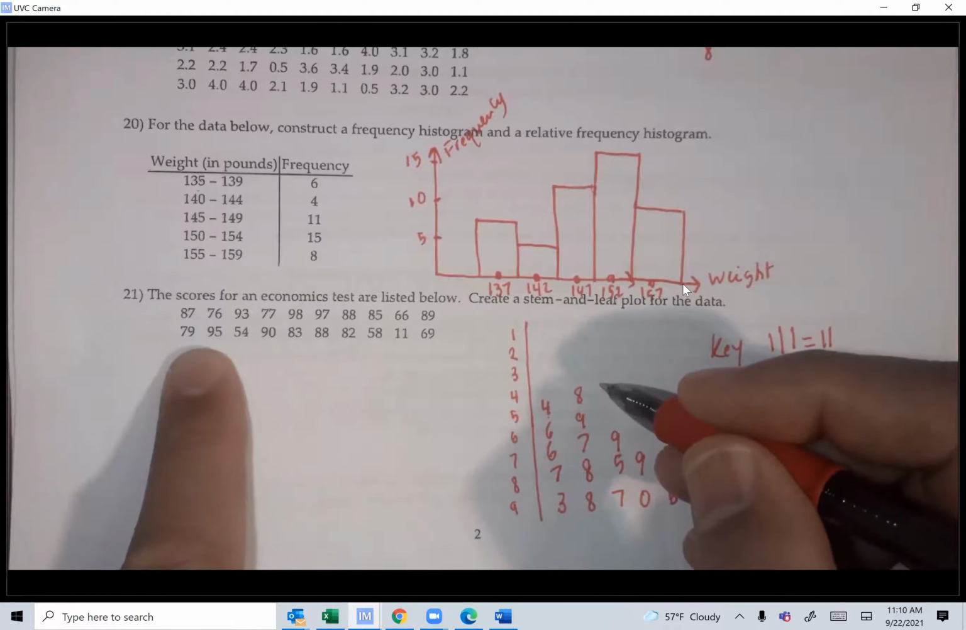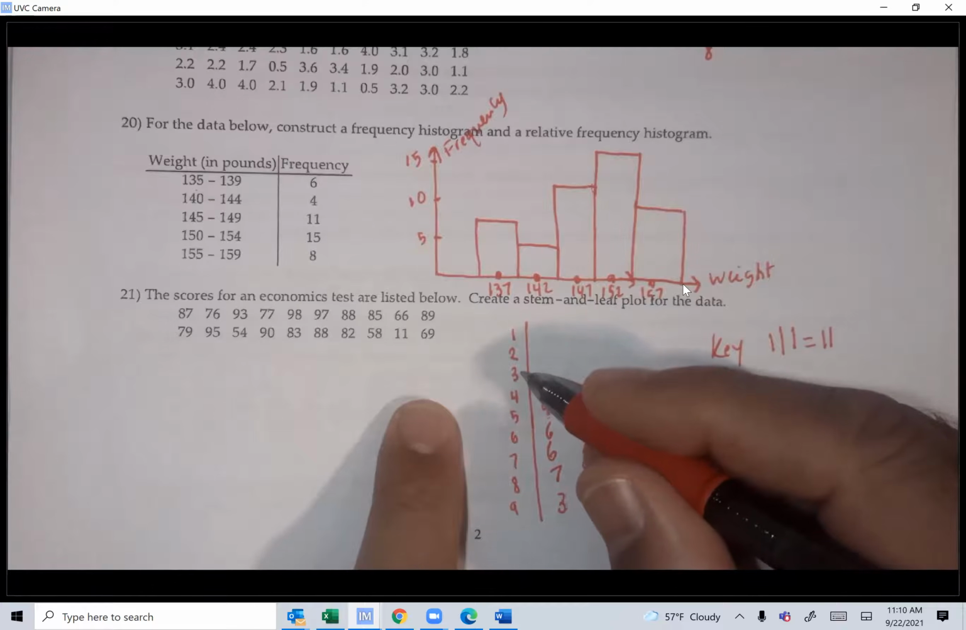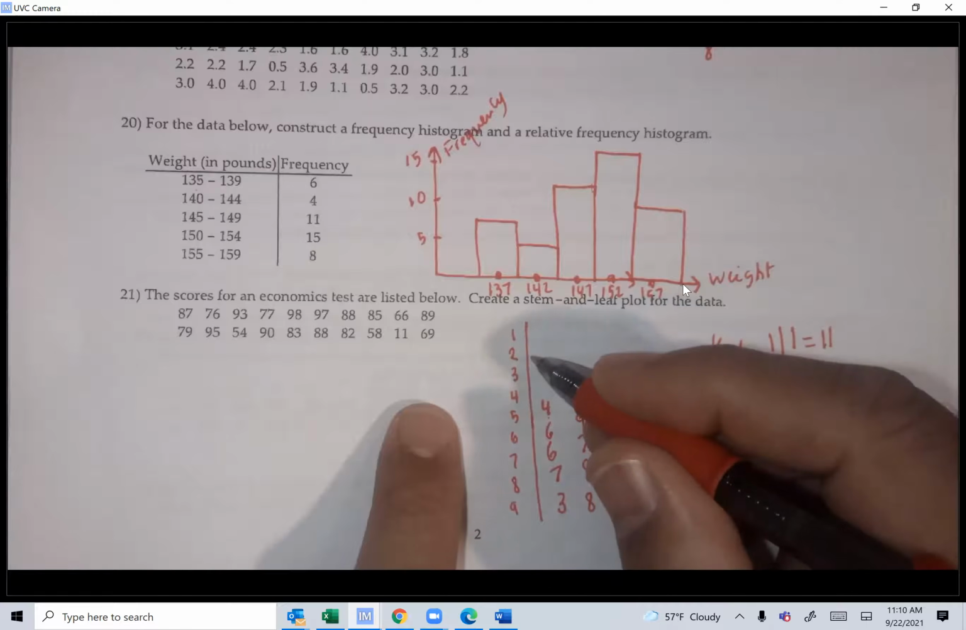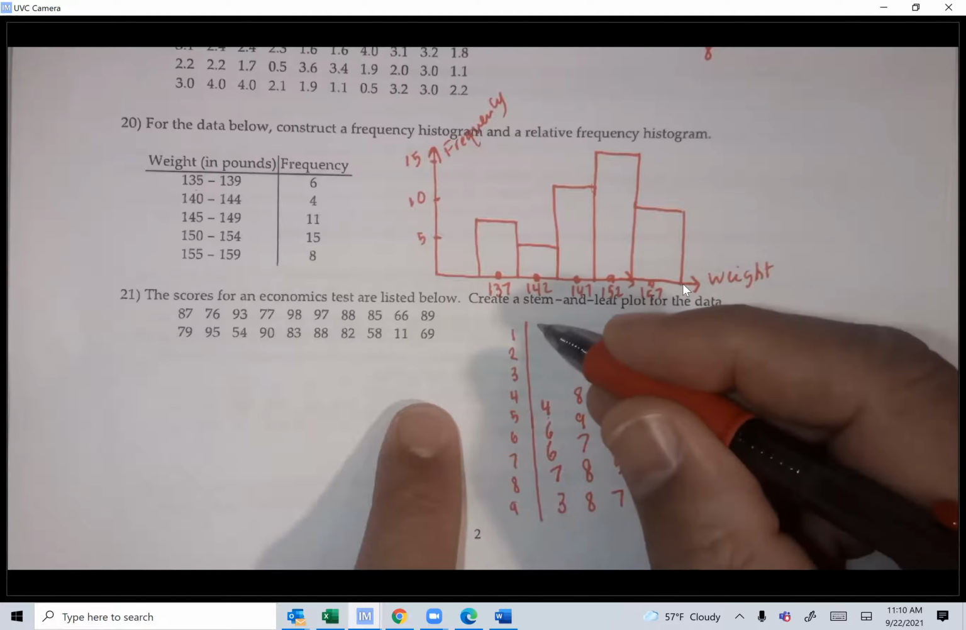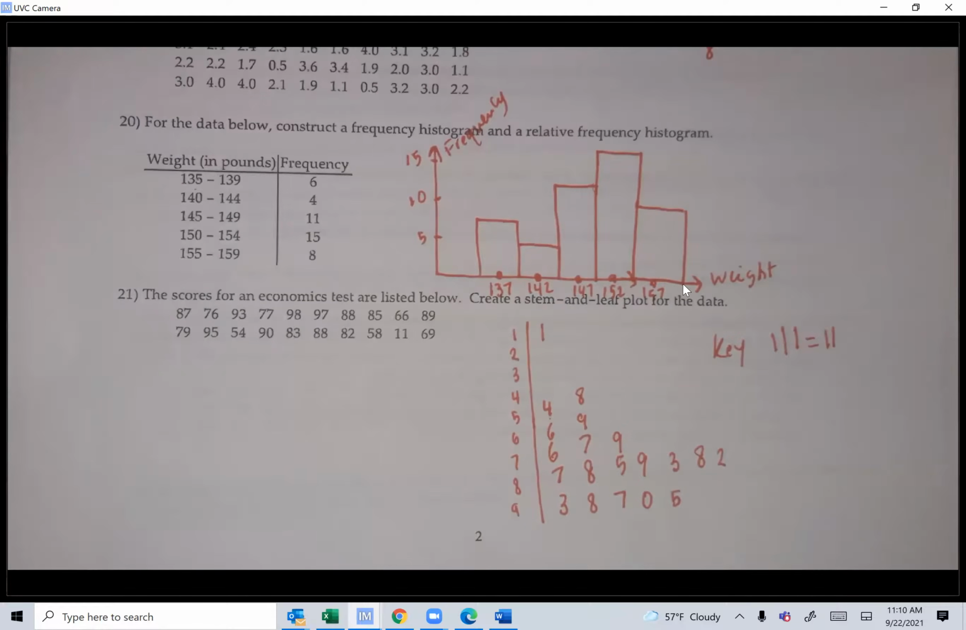For 4, I don't have anything, so leave it blank. For 3, I don't have anything, leave it blank. For 2, I don't have anything. And for 1, you just put 1. And that would be your stem and leaf plot. Okay.